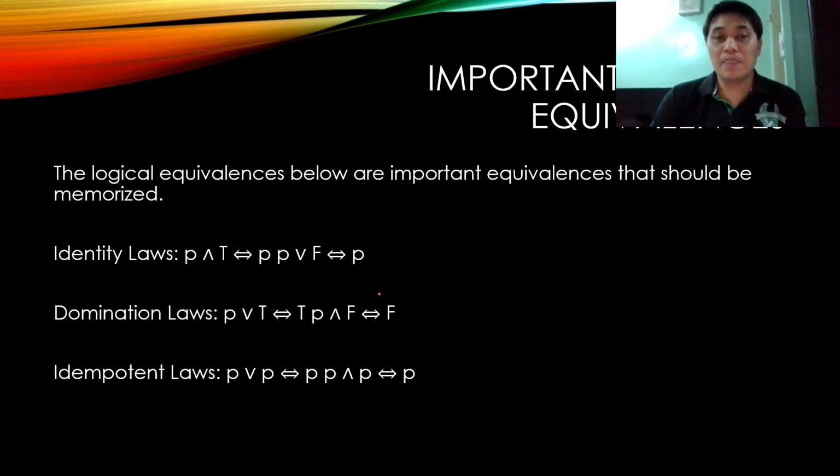If P logical symbol and is false, then this is equivalent to false also. So if it is true, the equivalence is also true. If it is false, and it is logical symbol and is false, then it will be false.